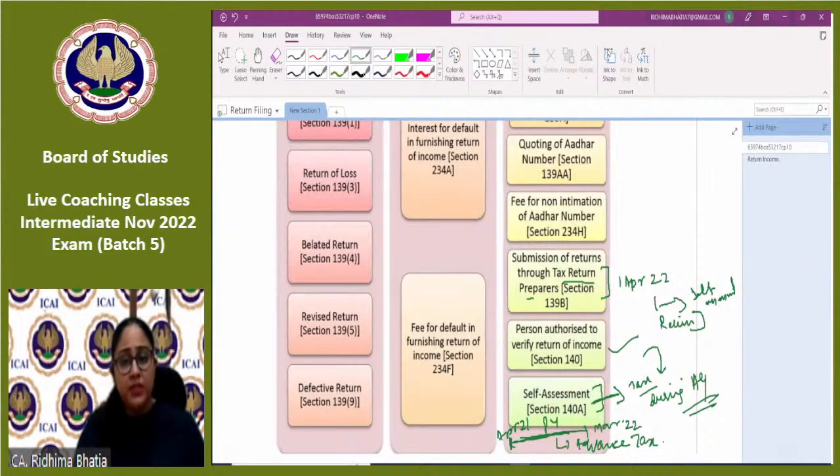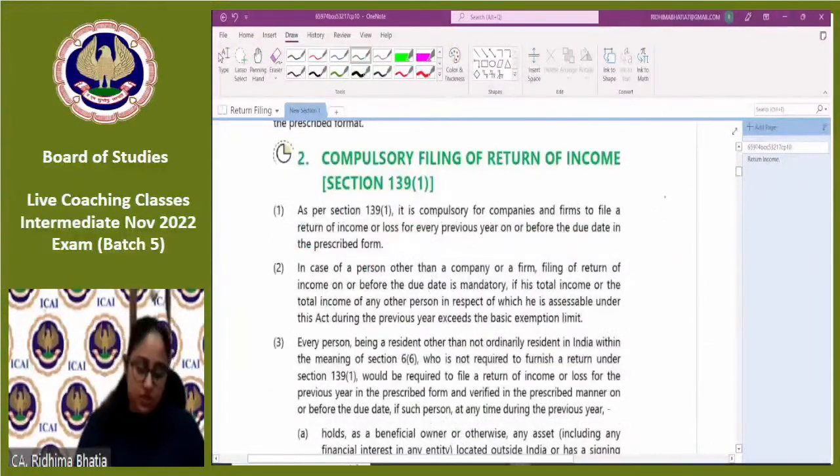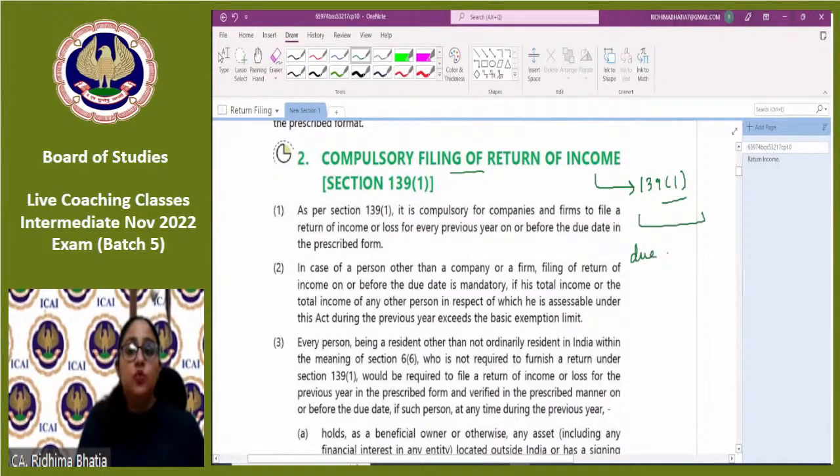Did the concept make sense? What would this chapter be about? Great. Step by step, now let's proceed with section 139.1. Students, what happens? We need to file the return of income under various subsections. One is 139.1, which is compulsory filing of return of income. This subsection talks about the persons who are compulsorily required to file the return of income, and that means they have to file it within the due date.